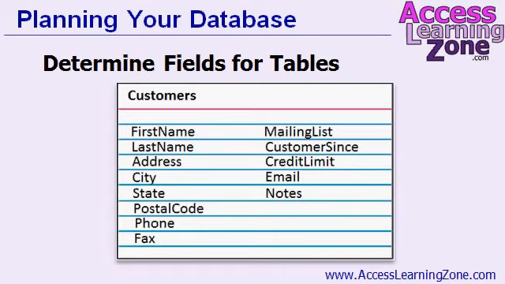Access databases work better if you don't use spaces in the field names. I'll explain why in much more detail later on when we get to our advanced classes. But when you start writing VB code and macros and SQL statements, if you have field names and table names with spaces in them, things start to get really messy. So capitalize first and name, but put them together without a space between them. You'll see the same rule applies to mailing list, customer since, credit limit, and postal code.